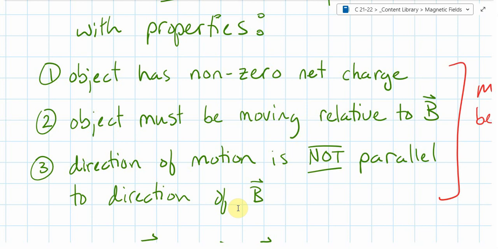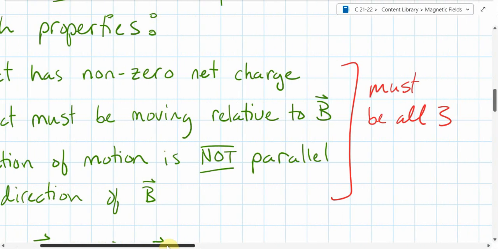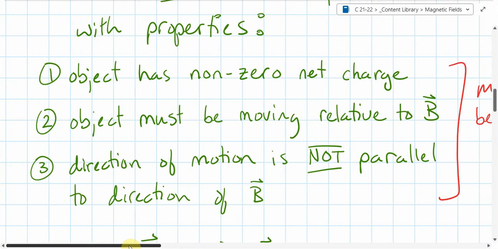If you have all three of these things true about this particle, that particle is going to feel a force from the magnetic field. That is, the magnetic field is going to exert a force on this particle. All three have to be true. So if you had a charged particle that was moving, but it was moving parallel to the magnetic field, no force. If you had a particle that was moving, say perpendicular to the magnetic field, but it wasn't charged, no force. If you have a charged particle that's just sitting there, no force.